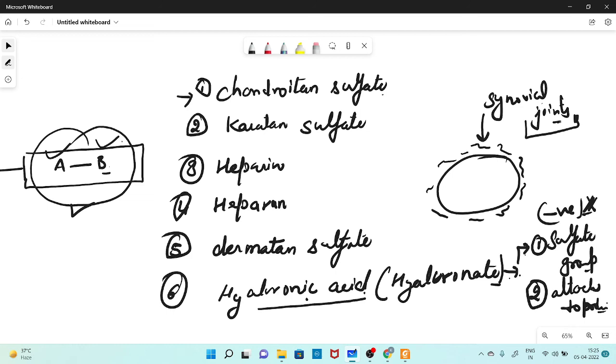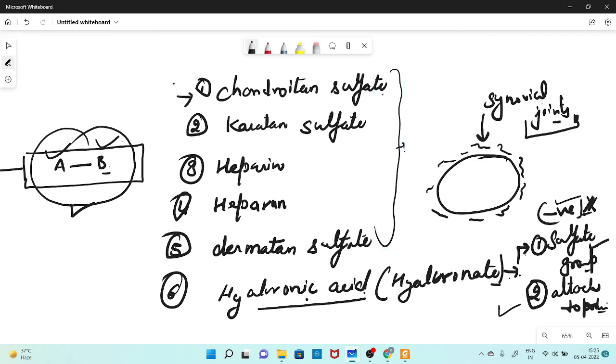Sometimes a question can be asked. It does not have a sulfate group, due to which it does not have any negative charge. It does not attach to the protein, whereas all other types of GAGs actually attach to the protein, right? Next important ones are heparin sulfate and heparin.